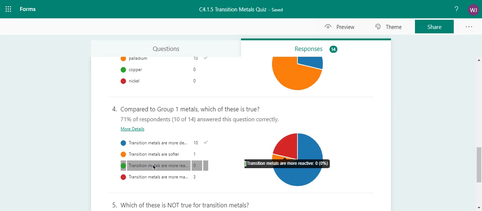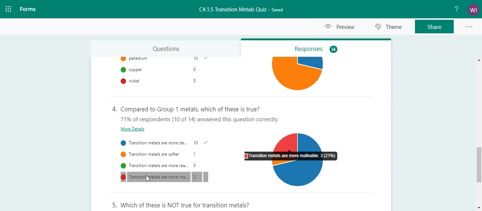Third option, transition metals are more reactive. Again, if we put something like copper in water, we know it's not going to do anything, it's not going to react, which is one of the reasons that we use it to make copper pipes for water. If we think back to the alkali metals, when we put them in water, they reacted quite vigorously, and more so as you went down the group. And then the last one, transition metals are more malleable. That's just not true.